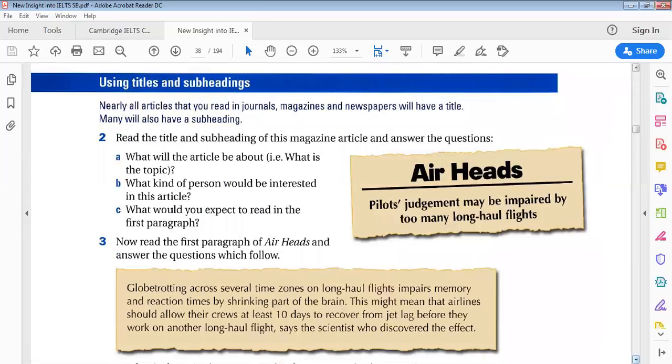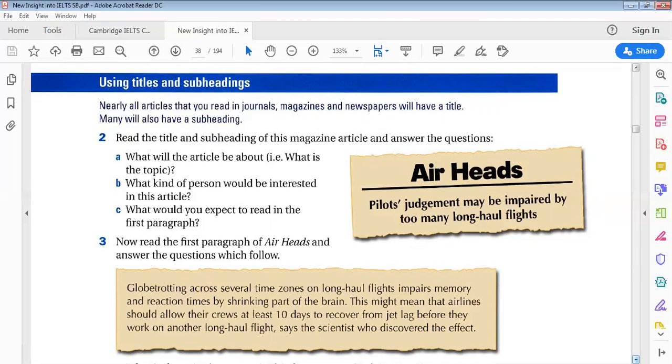Using titles and then subheadings. Nearly all articles that you read in a journal, magazine, or newspaper will have a title. Many will also have a subheading. Read the title and subheading of this magazine and answer the questions. What will the article be about? What is the topic? The topic is heads.